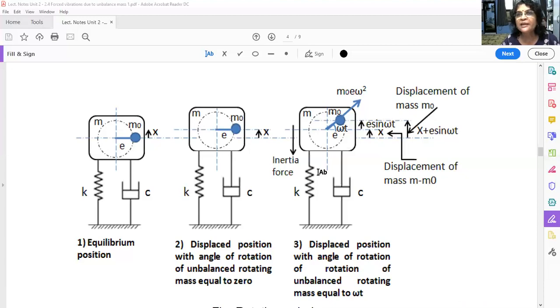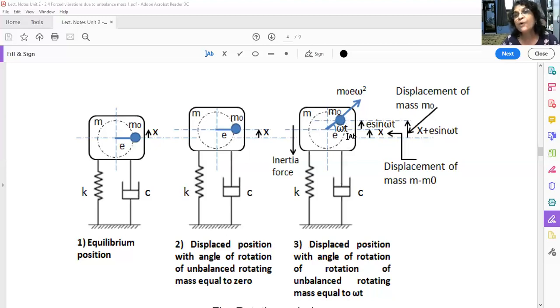Then in the third diagram, this is the rotating mass. As the total machinery is shifted by a distance x upward, at the same time this rotating mass m0 has also rotated through an angle omega t. So this is the actual position of m0 after time t.